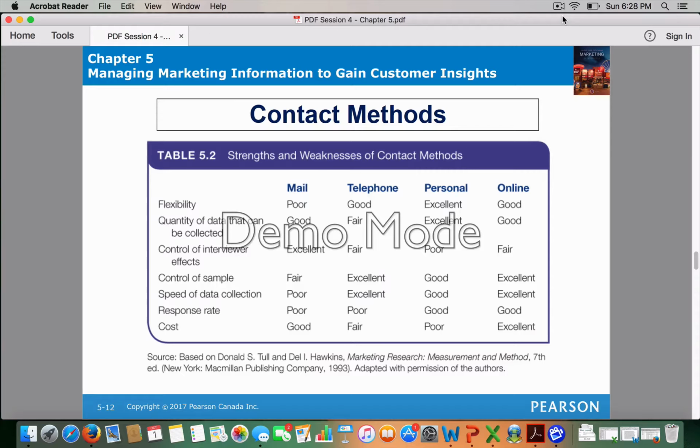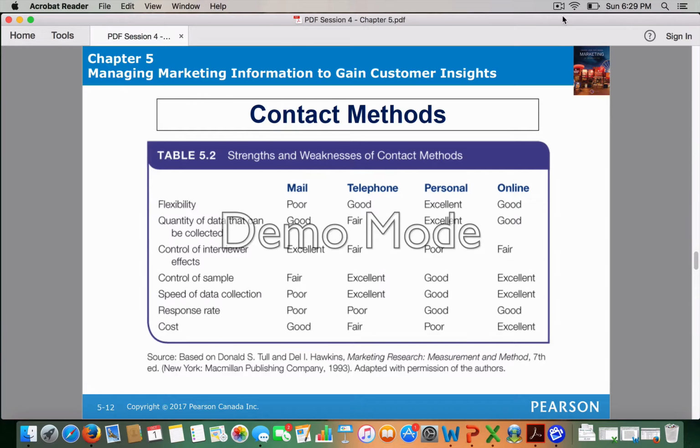You can target online surveys. The response rate's relatively good. And because technology is becoming so pervasive, we're turning towards online surveys a lot more. Mail surveys in general are not very popular anymore. The cost can be good, but the response rate is just so abysmal for mail surveys that they really don't make a lot of sense to do anymore.